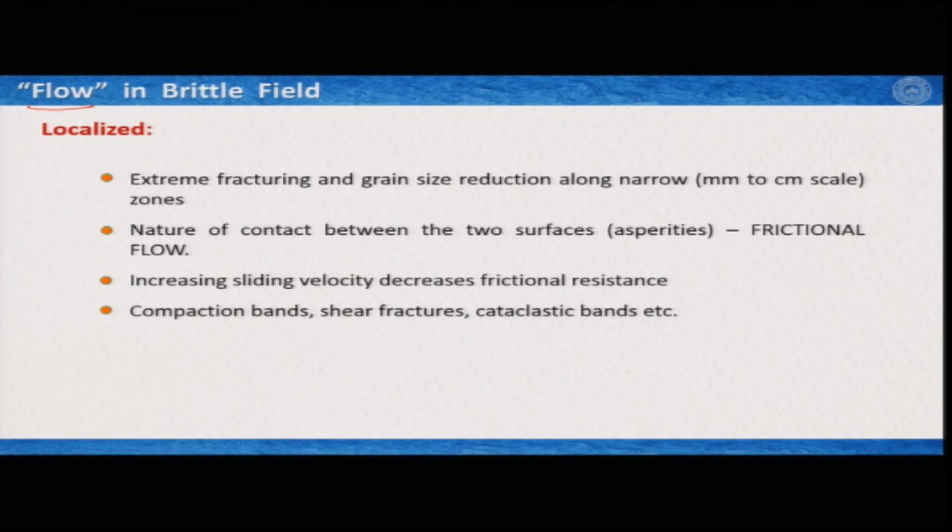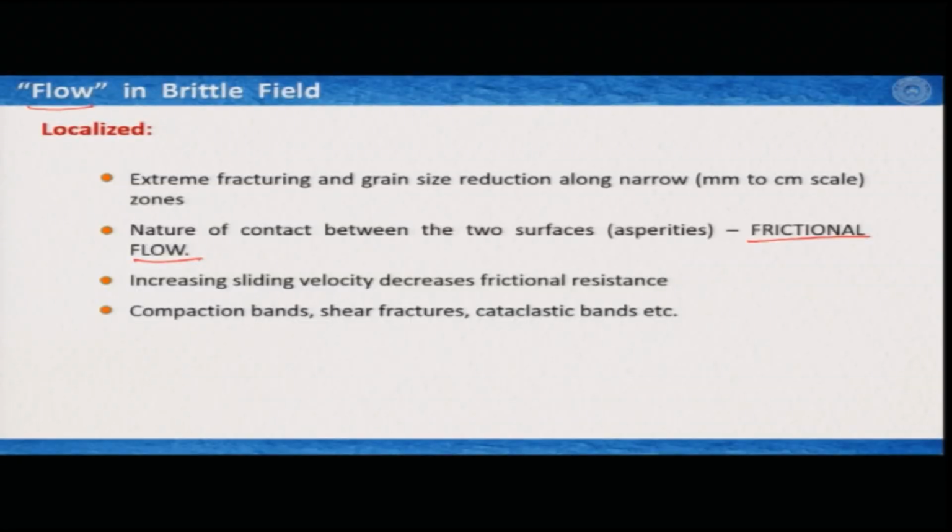Now, this fracturing or grain size reduction may happen by compaction or may happen by shearing. Sometimes the nature of contact between the two surfaces, which we will learn later, is called asperities. If that type of flow happens, that means one is sliding past another at grain scale, then sometimes we call it frictional flow. Clearly, if you increase the sliding velocity or the strain rate, that decreases the frictional resistance. So, if you have more sliding velocity or force, then you quickly deform the rock.